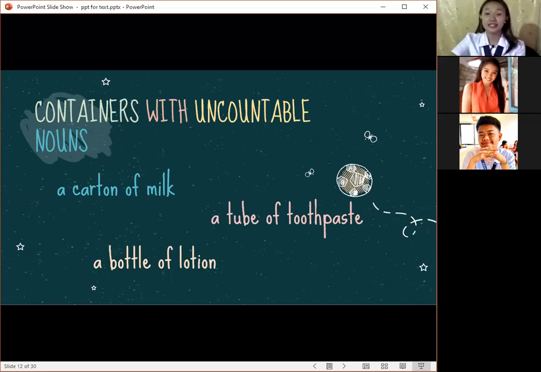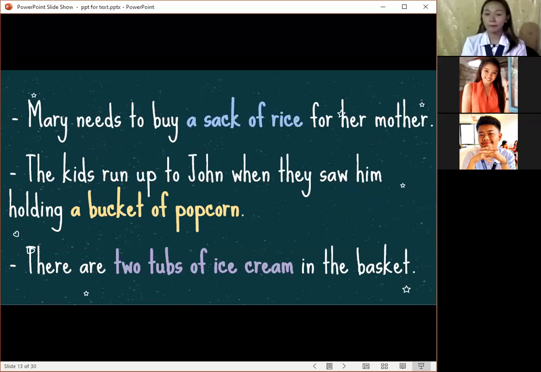Now, let's go back to the sentences that we had earlier. The highlighted phrases are the containers in these sentences, like the first set of sentences that we had. So, Mary needs to buy a sack of rice for her mother. The sack is the container, and the rice is the uncountable noun. So, how about the second sentence? The kids run up to John when they saw him holding a bucket of popcorn. What is the container in this sentence? Anyone? Ma'am, I think the container is the bucket and the uncountable noun is the popcorn.